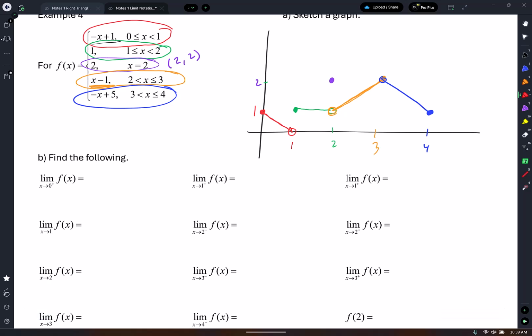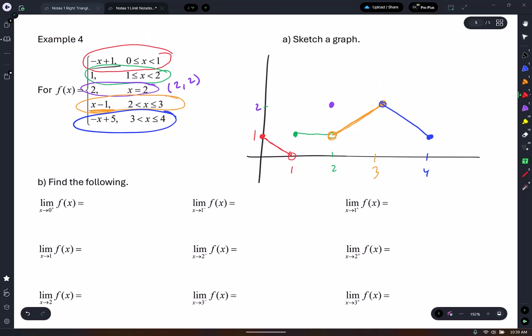All right, Ms. Vega, can you read this expression for me, and then tell me what the answer is? Say the word limit first. Limit as x approaches 0 from the right. Yes. So limit as x approaches 0 from the right of f of x is 1. Perfect.